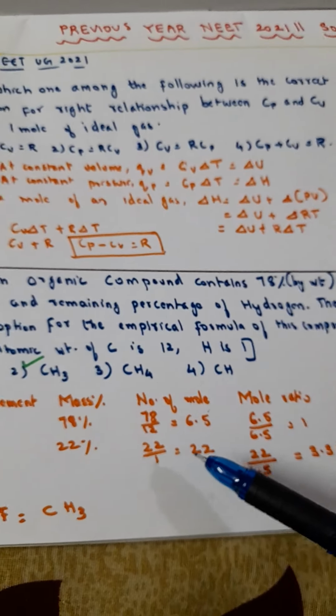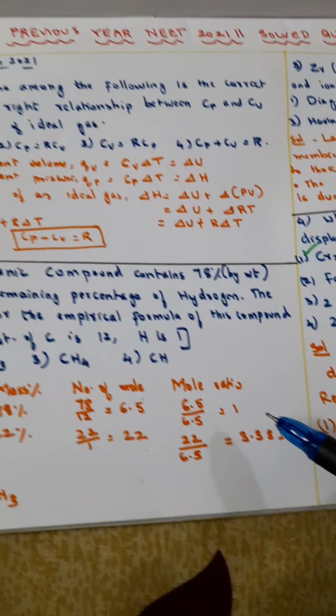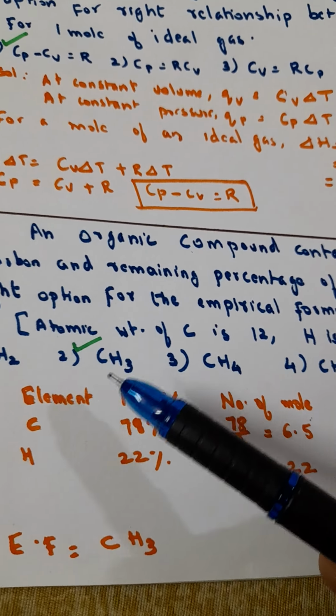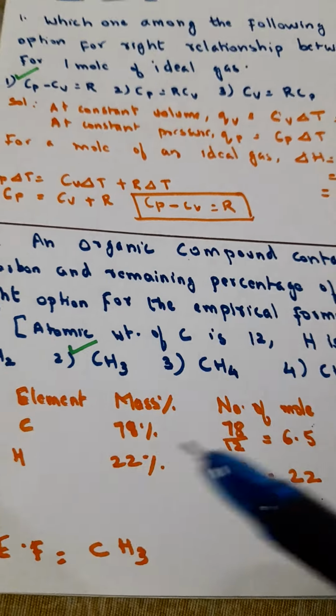So how many carbon atoms? 1. How many hydrogen atoms? 3. So what is the empirical formula? It is CH3. Clear? Understood? So option number 2 is the correct answer.